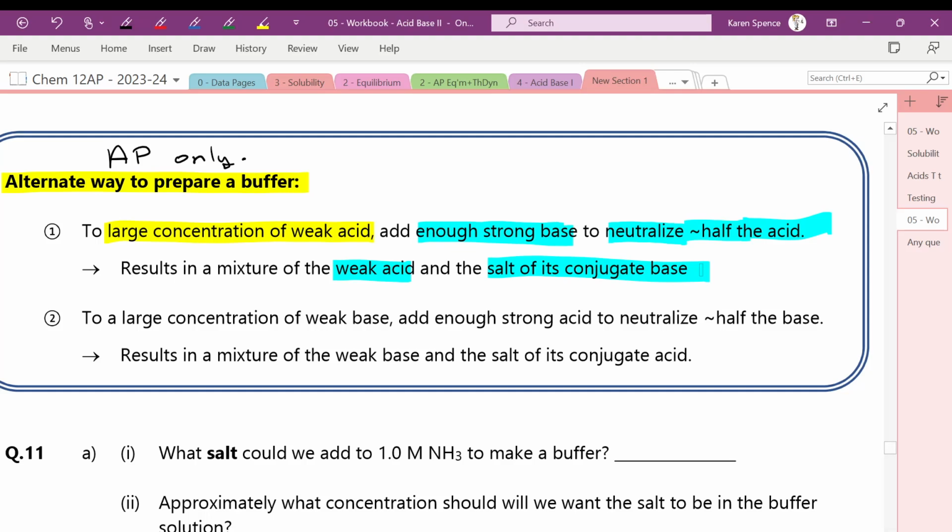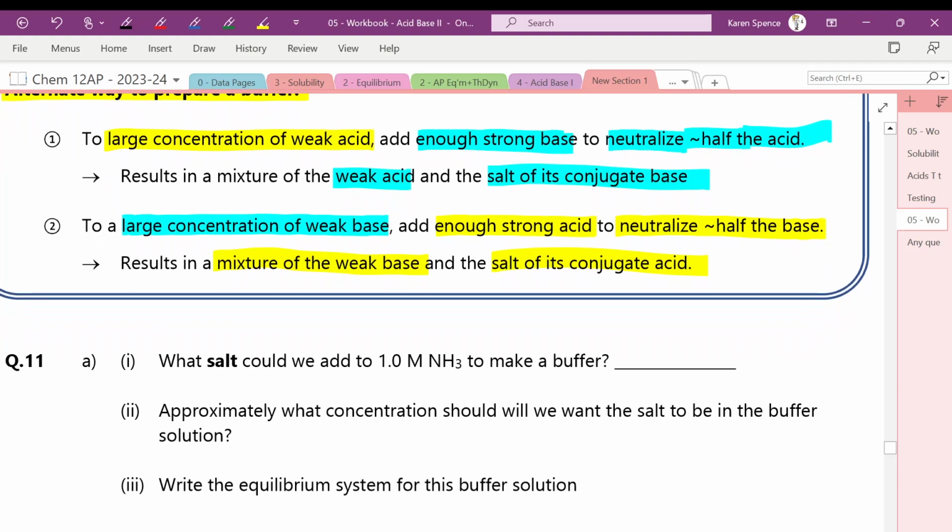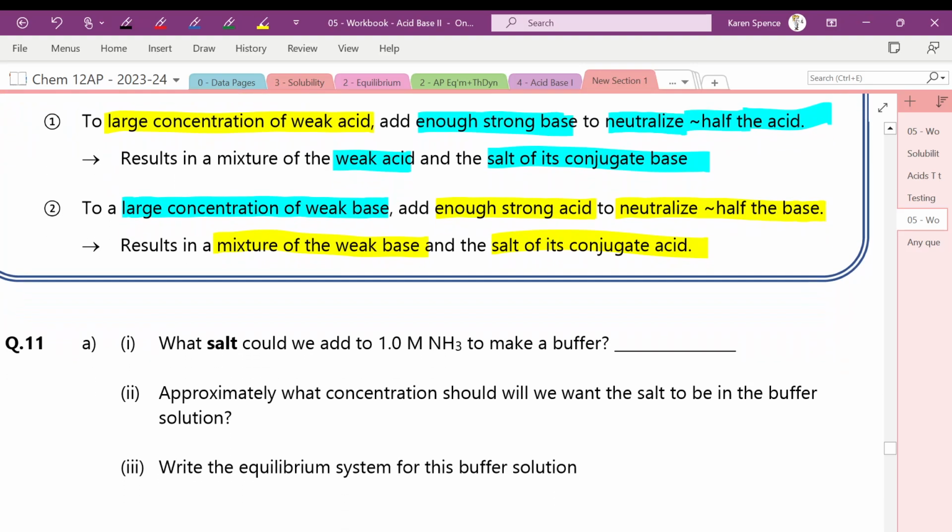Or if you're working with a weak base, to a large concentration of a weak base, you can add enough strong acid to neutralize half the base, which will result in a mixture of the weak base and the salt of its conjugate acid. Could you please tell me what salt, this is method one, the regular chem one, we could add to NH3 to make a buffer?